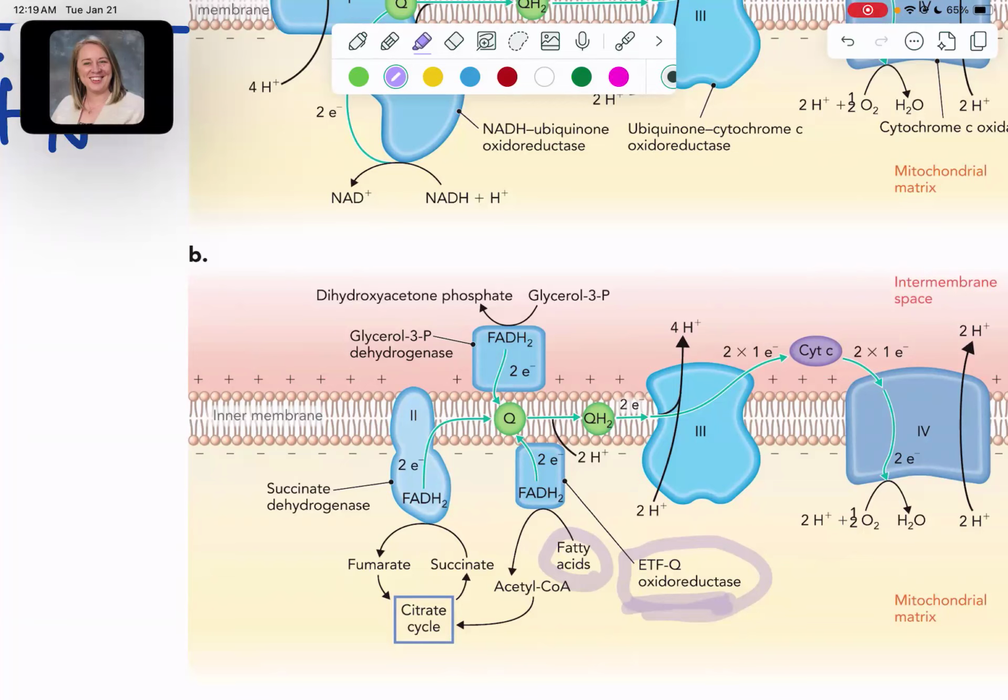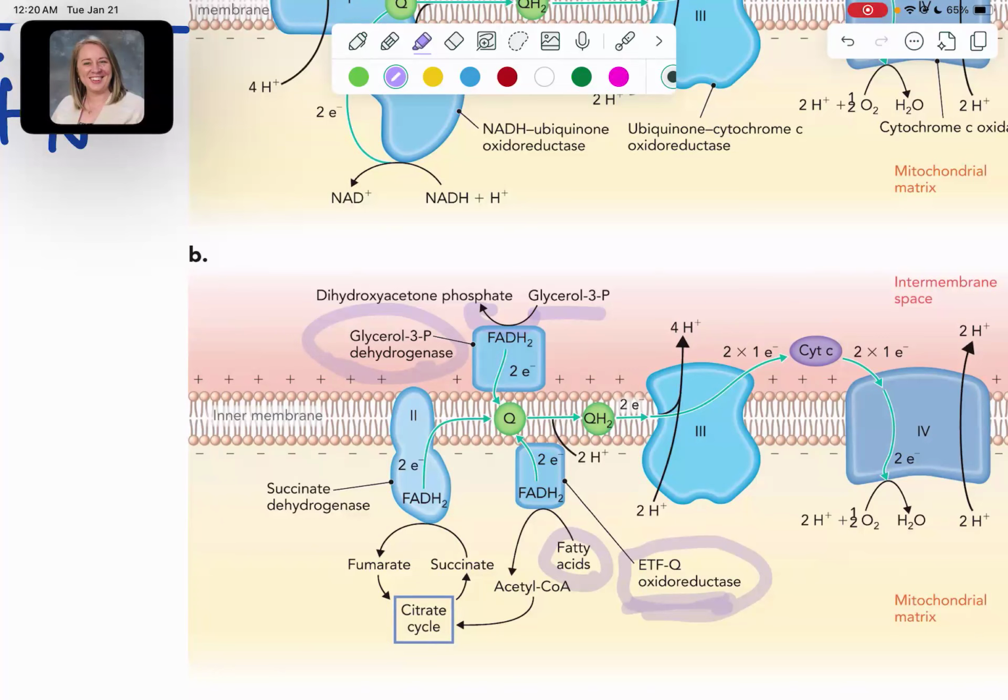Then you could also get those electrons from glycerol 3-phosphate dehydrogenase, and it comes from the shuttle system. This is where we take glycerol 3-phosphate and make dihydroxyacetone phosphate. We'll get more into those details. But all three of these, complex 2, ETFQ oxidoreductase, and glycerol 3-phosphate dehydrogenase, pick up electrons and donate them to coenzyme Q, ubiquinone, which brings the electrons to complex 3.